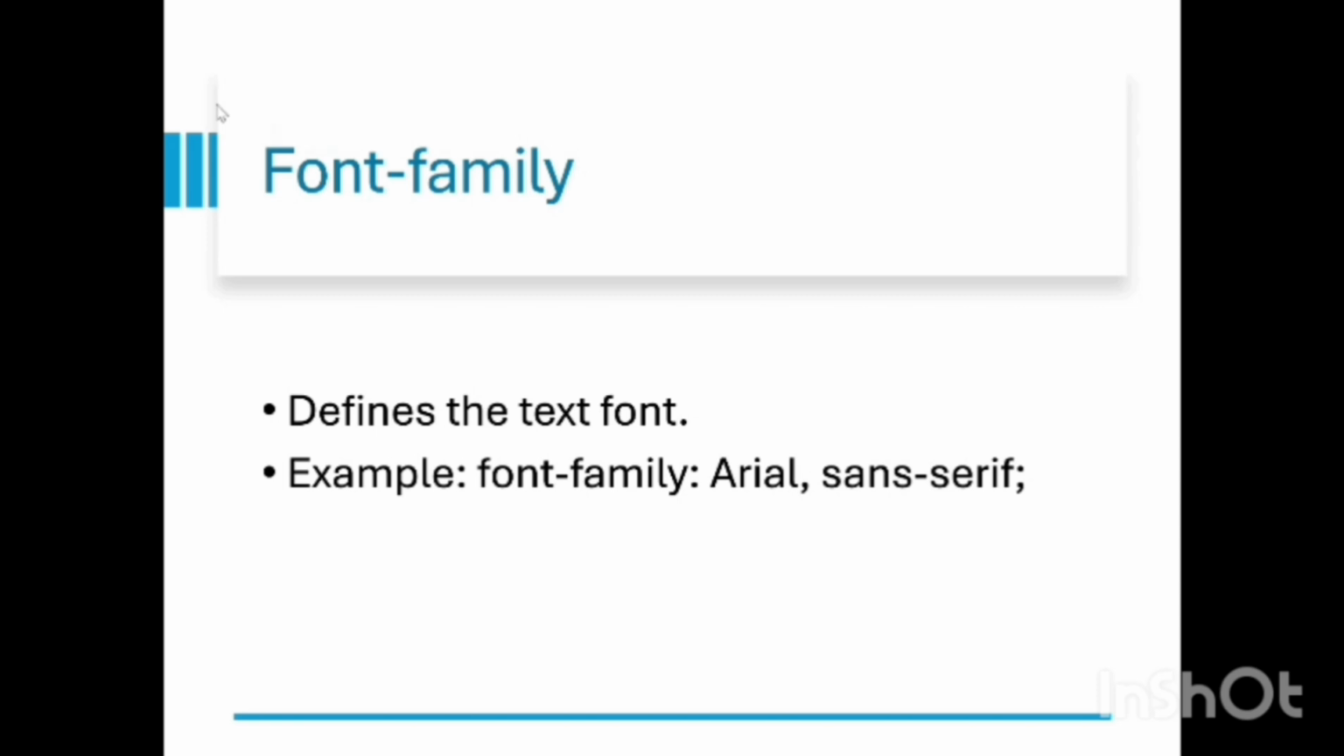Let's take an example paragraph with font family Arial and sans serif. Let's break it down. Arial is the main font we want to use. Sans serif is the fallback. In case the user's browser does not have Arial installed, it will use another sans serif font. It is a good habit to always list a generic family at the end, like serif, sans serif, monospace, cursive, fantasy. This makes sure your text still looks good even if the exact font isn't available.